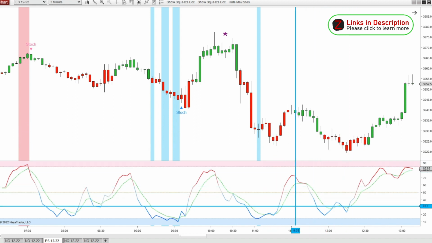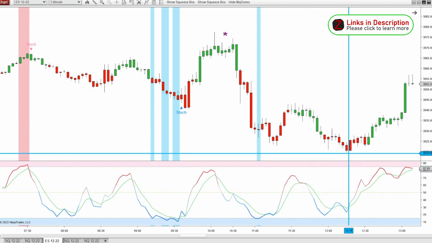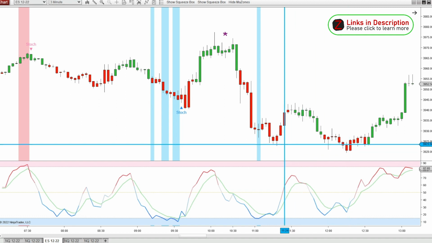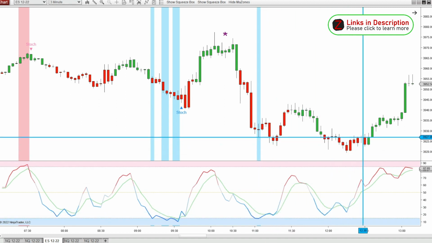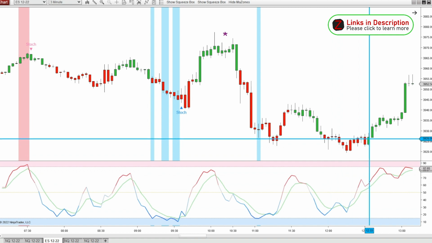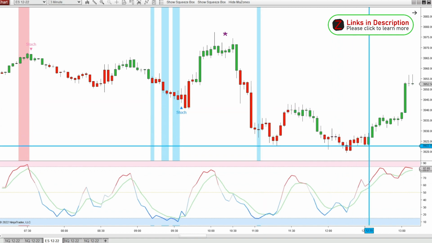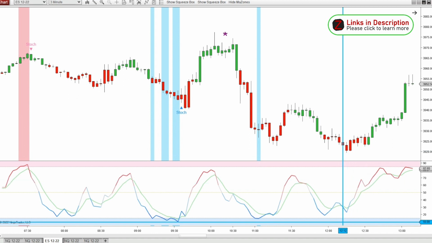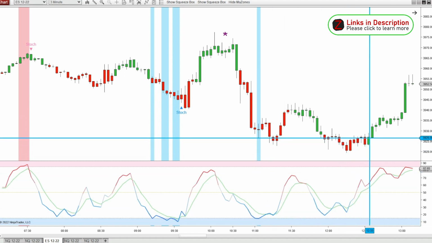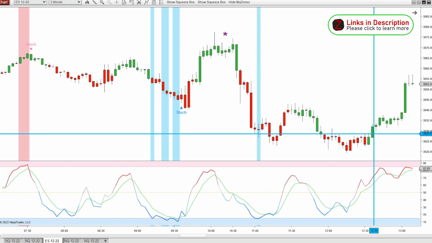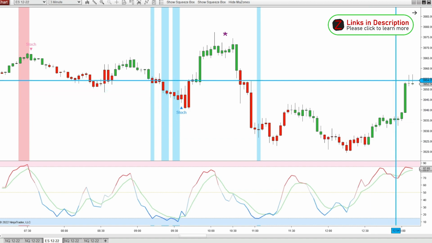Over here, what I'm noticing is some divergence. Price is getting lower, but our stochastic is still higher. So once the easy trend turned green, we had this overbought condition back here, and now we've got some divergence in the stochastic. I would be looking to get in there. And the market rallies about 30 points.